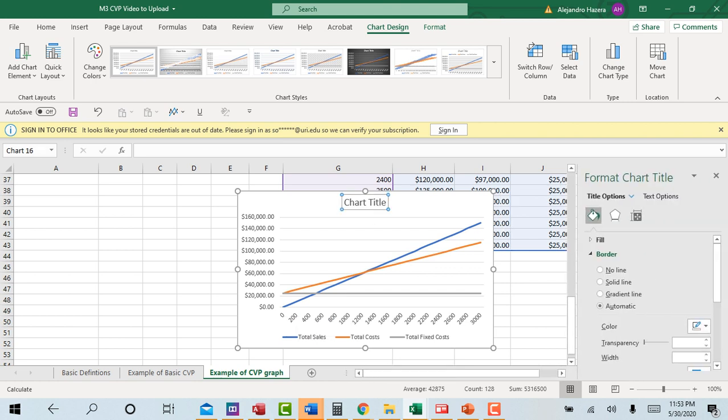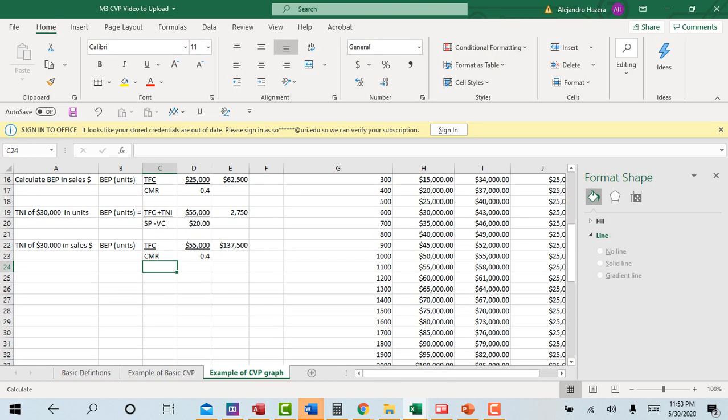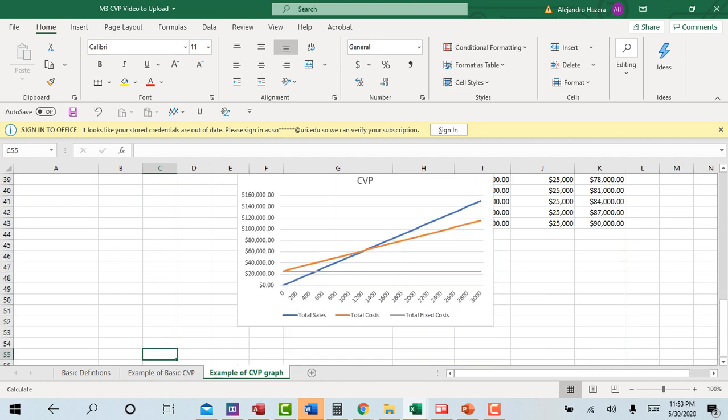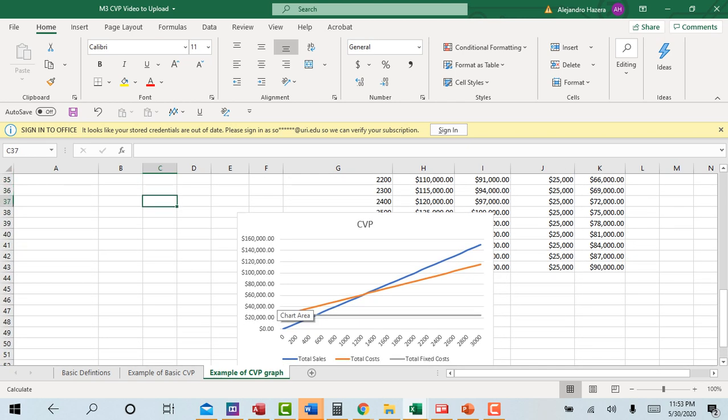Okay, so let's go ahead and just see if we can do this, see how fast this comes out. And of course, it's going to try to give me too many bells and whistles. CVP, let's just call the graph CVP. Okay, and let's take this out of here. And let's see our graph again. And I'm just going to put a couple labels on there.